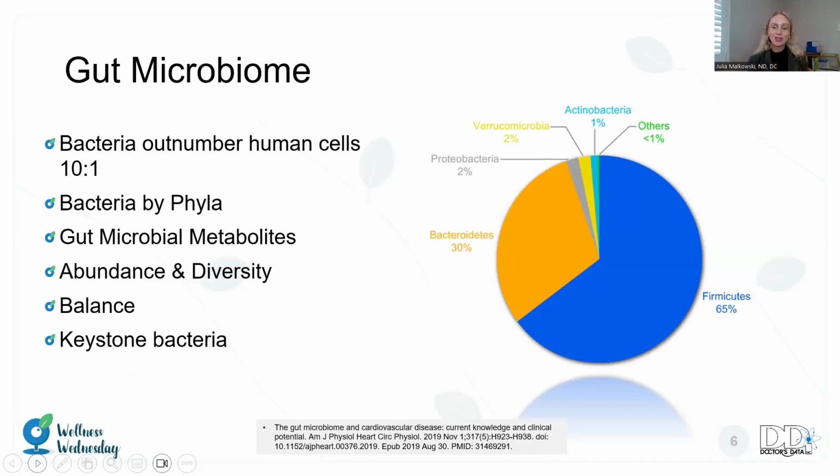Now, here we're taking a look at a diagram of the bacteria by phyla. We can see that a large amount of these bacteria are going to be Firmicutes, followed by Bacteroides, and then we see a smaller amount of Proteobacteria, Verrucomicrobiota, and the Actinobacteria. We can evaluate the gut microbiome by phyla. So this is the large family that they belong to.